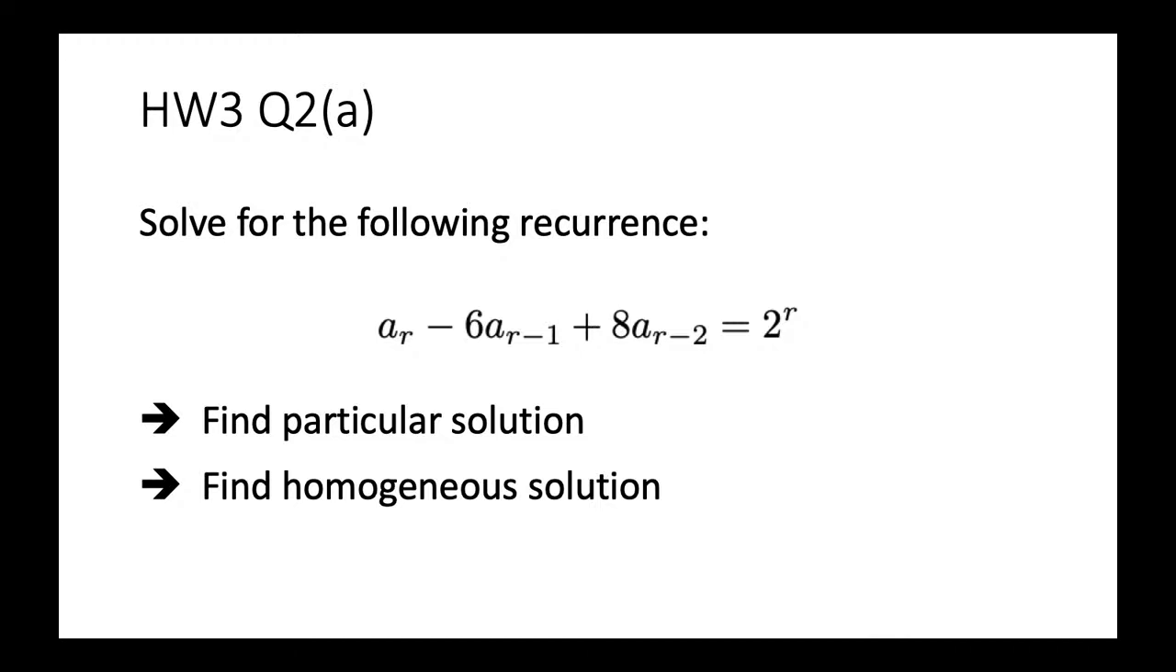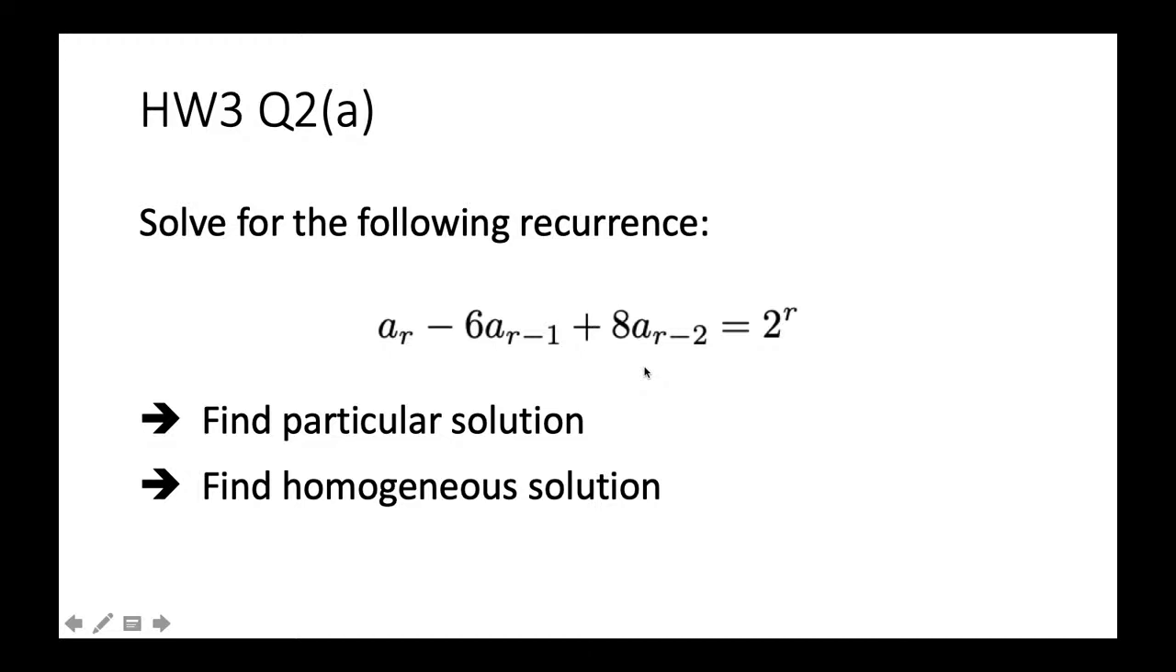Question number 2 is a standard recurrence relation problem. We want to solve it. We can use the method described in the lecture. You can also use your own method, but I think the method described in the lecture is the easiest one. What we are going to do is find the particular solution for this one and also find the homogeneous solution. Combining these two, we will get the solution.